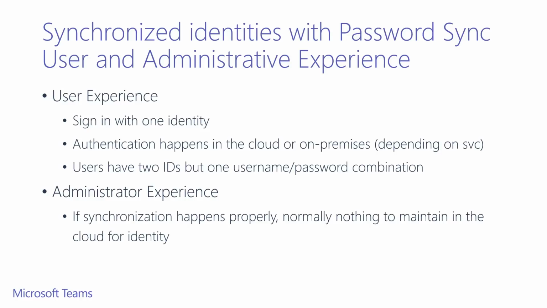As we mentioned, in this case, the users happen to have two IDs in two different directories, but it all culminates as a single username and password combination, so it's transparent to the end user. From an administrative perspective, if synchronization is happening properly, typically there's nothing to maintain for the cloud identity itself. All the maintenance and management is done for the on-premises side, and Azure AD Connect takes care of the synchronization for you.